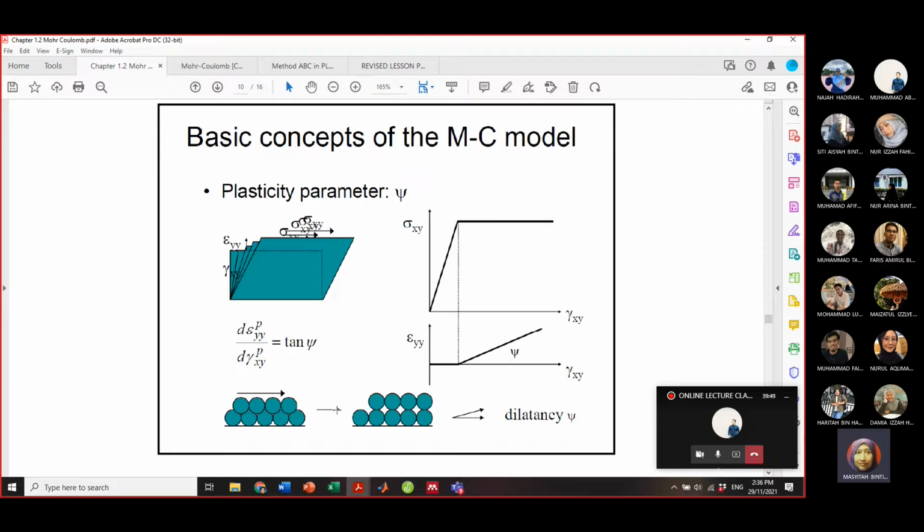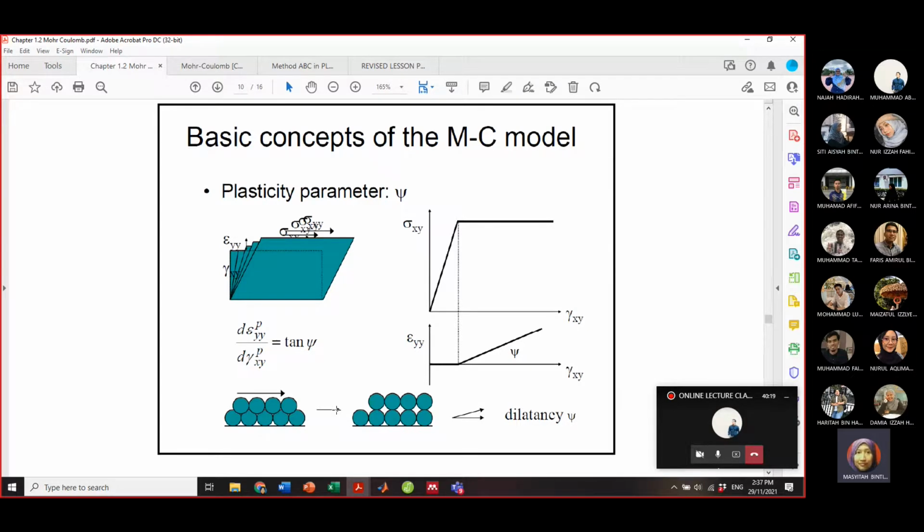Okay, the dilatancy angle is very important because it is related to the volumetric behavior of the soil. It is an important aspect of soil behavior. The angle of dilatancy performs a similar role in defining the rate of volumetric strain to the shear strain in the MC model, as the friction angle does in fixing the rate of change of the shear strength with the effective mean stress.